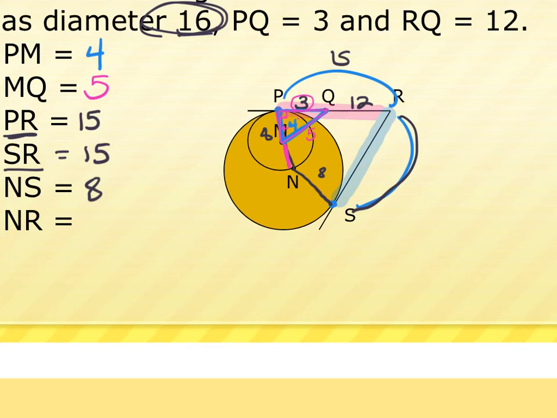And then the last thing I need is NR. So if this is 15 and this is my right angle, I've got another right triangle here. This one here. Where the leg is 8, the leg is 15, and the hypotenuse is what I'm looking for. That's another triple. And it's 8, 15, 17.